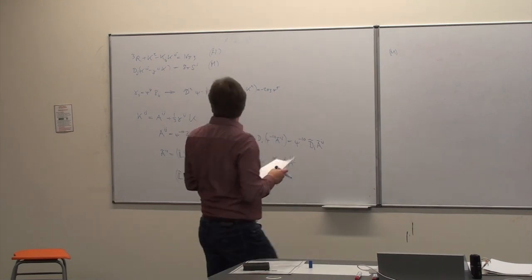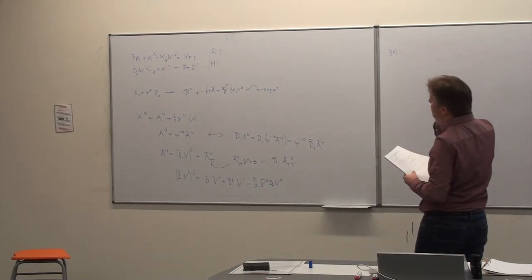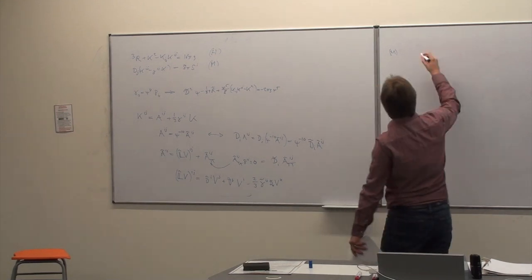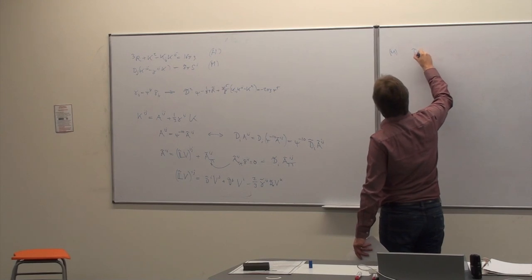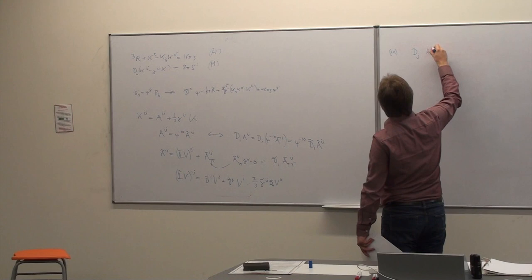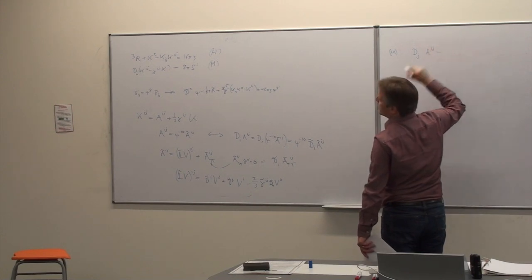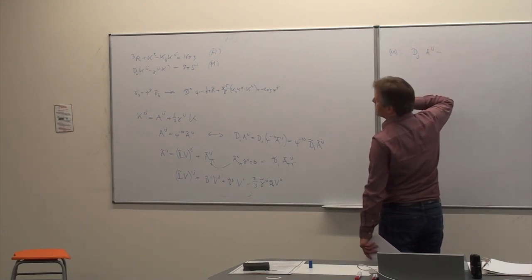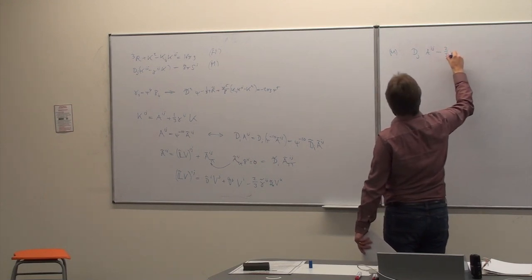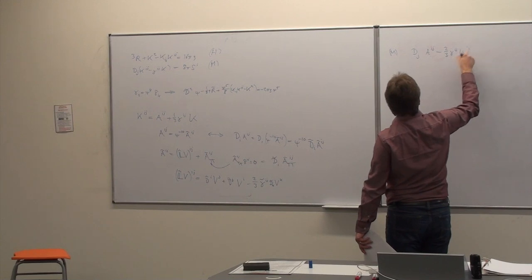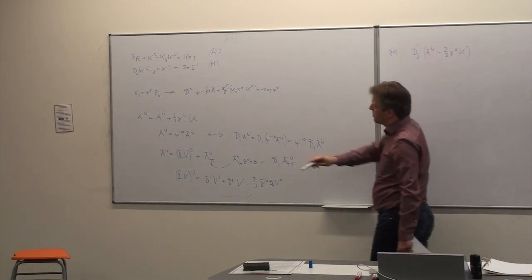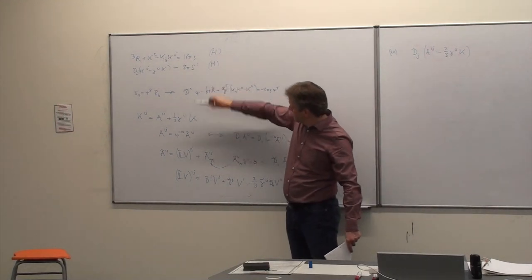So plugging all of this into the momentum constraint, what do we get? So we have the D_j of A_ij minus 2/3 gamma_ij K, just plugging in this decomposition here.